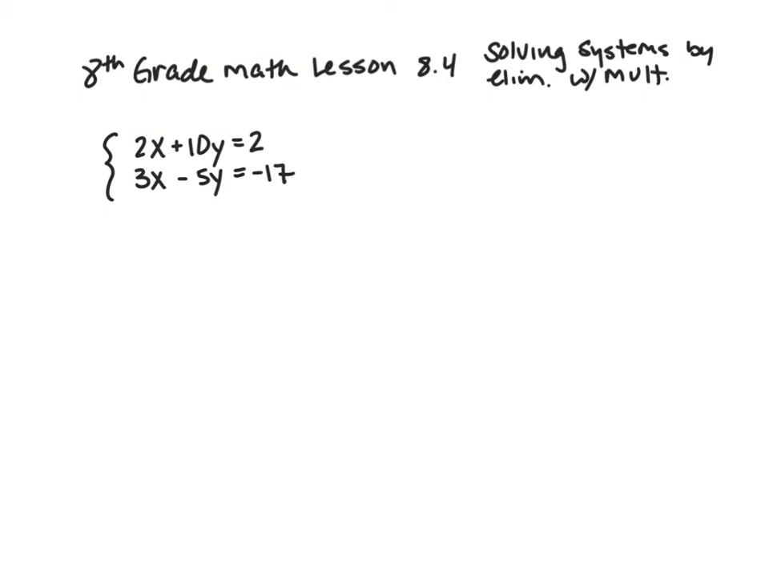8th grade math lesson 8.4 is solving systems by elimination, which was the same as the last lesson, but with multiplication. Here's what we mean by that: the question I posed at the end of the last one is, what if they aren't exact opposites, or I can't turn the positive into a negative? What if they don't eliminate?